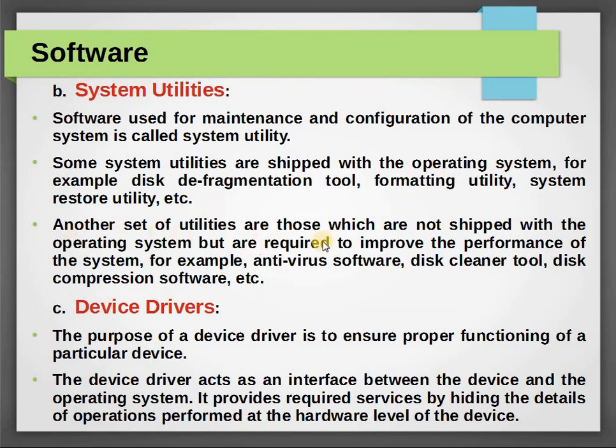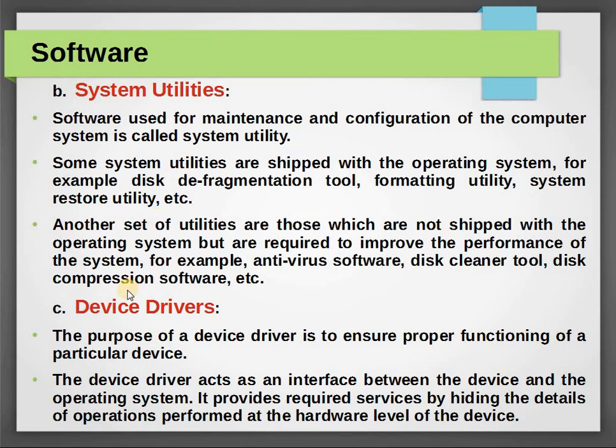But another set of utilities that are not shipped with the operating system but are required to improve the performance of the system are antivirus software, disk cleaner tool, disk compression software, and many more. So basically, utilities software is used for maintenance and configuration of the computer system.